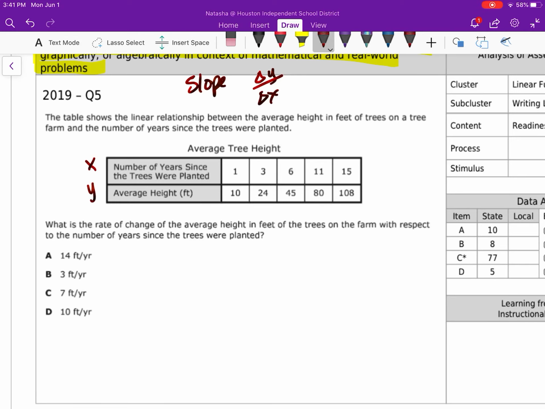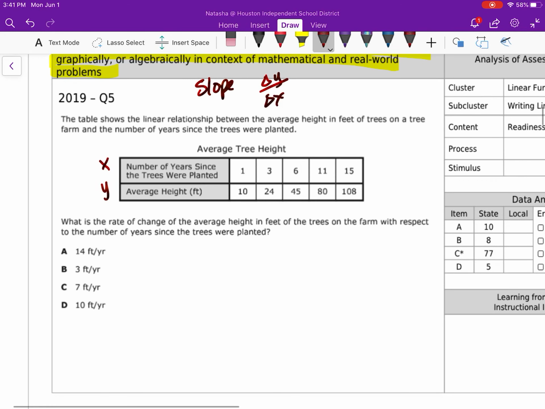Time is typically going to be your x value. So those are kind of ways that you can denote which one's going to be your y and handle your change in y over the change in x. Okay, so now I want to look at, well, what did I do to get from 1 to 3? I added 2. And it's going to be the same all the way across. Well, what did I do to 10 to get to 24? I added 14.